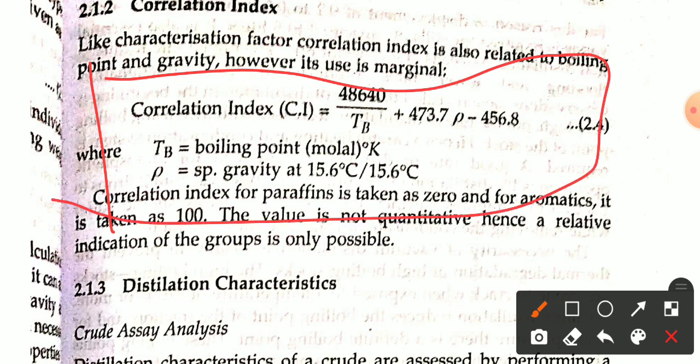The CI, that is, correlation index, is equal to 48640 by TB plus 473.7 multiply rho minus 456.8. Where TB is the boiling point in Kelvin, rho is equal to specific gravity at 15.6 degrees Celsius by 15.6 degrees Celsius. And the correlation index for paraffinic is taken as 0.